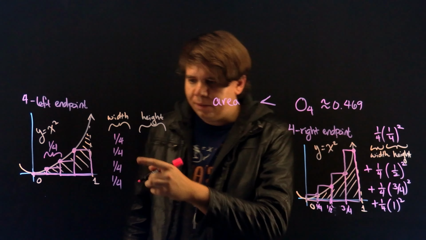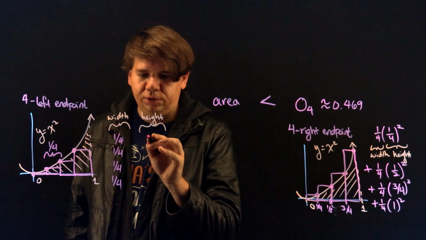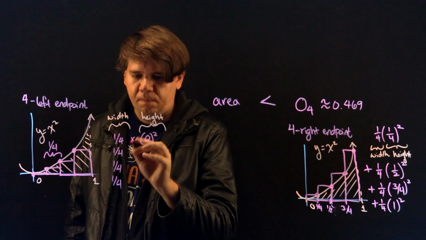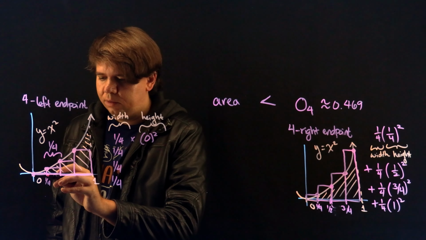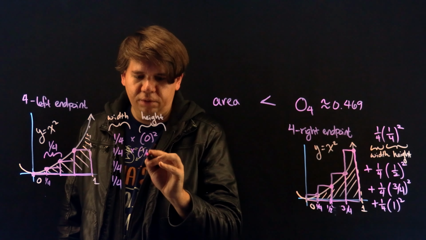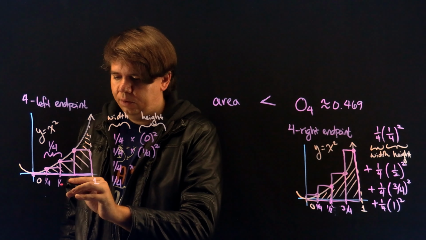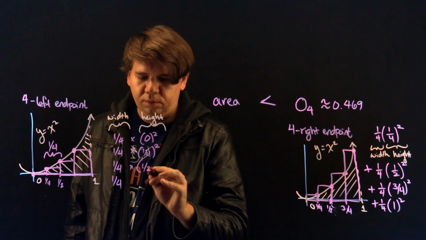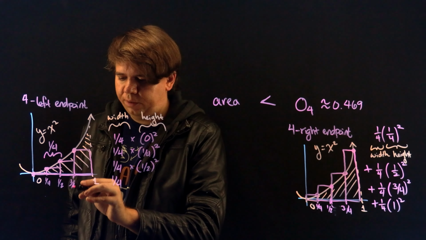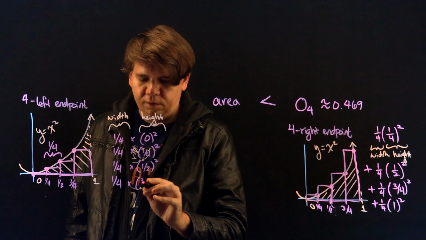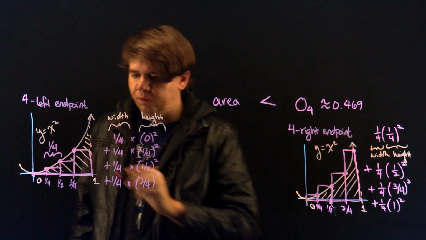But now to figure out the height of the rectangles, this first rectangle, this left endpoint's actually at 0. So it's just 0 squared, which is 0. For the next one, this left endpoint, I'm at 1/4 now. So it's 1/4 squared, so times 1/4 squared. For the next one, I'm now at 1/2 squared. And for this last one, I'm at 3/4 squared. And I sum those all up, summing up the 4 rectangles.